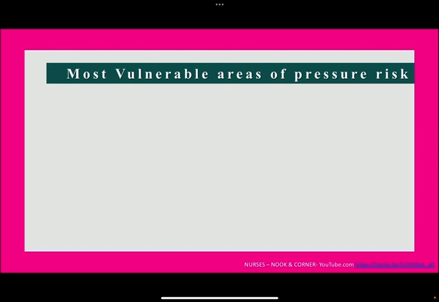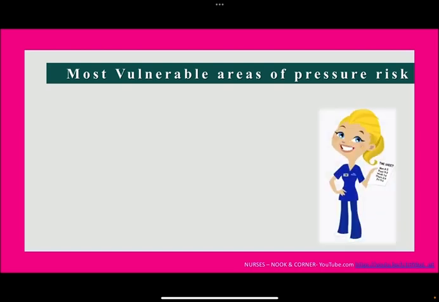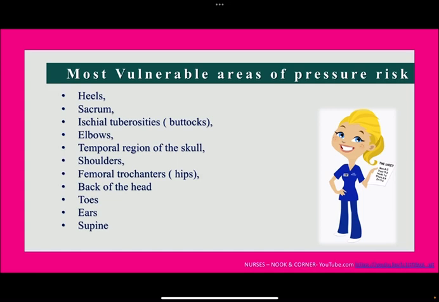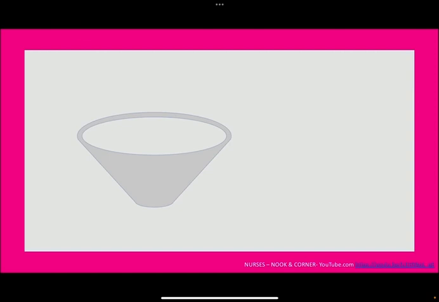The most vulnerable areas for pressure ulcers, as nurses we mostly know, are the heel, sacrum, and ischial tuberosities, which is the buttocks, elbow and temporal region of the skull, shoulder, femoral trochanters, which is the hips, back of the head, toes, ears, and the spine. So take care of the vulnerable areas when you are changing the patient's position, and assess those areas.